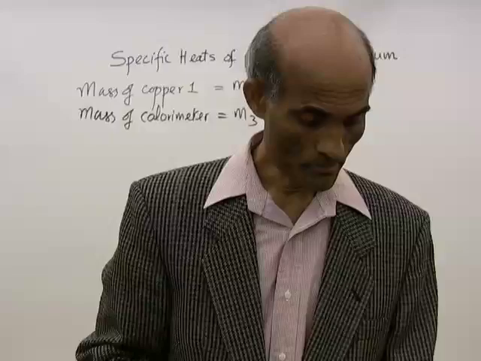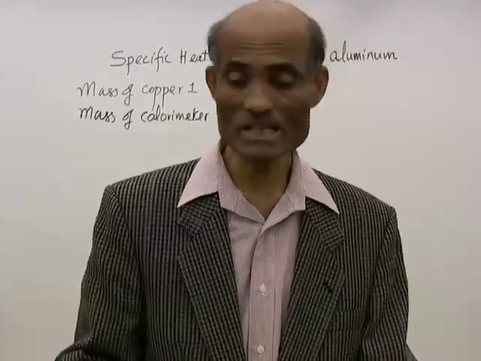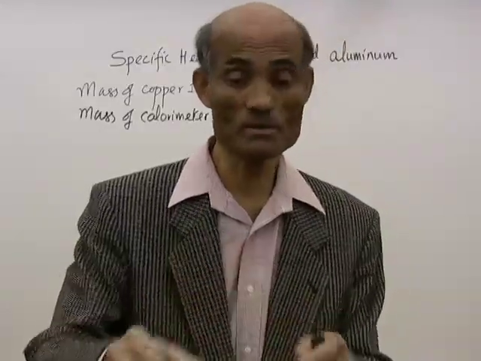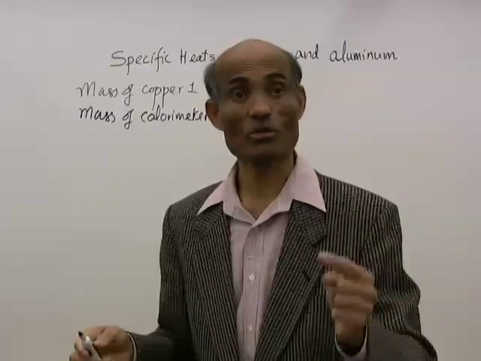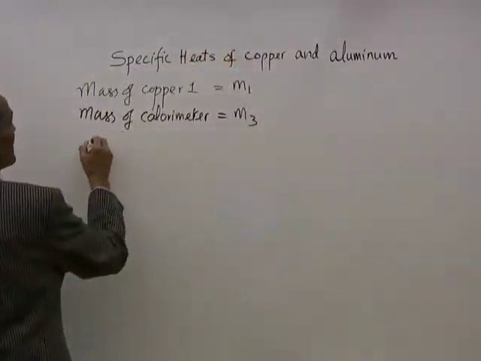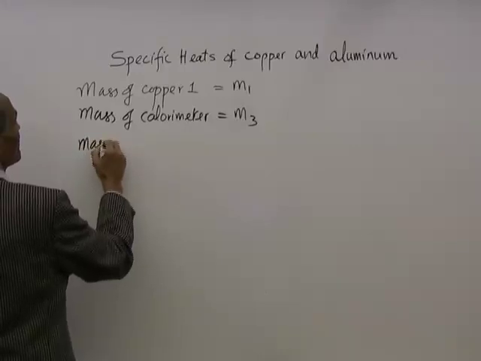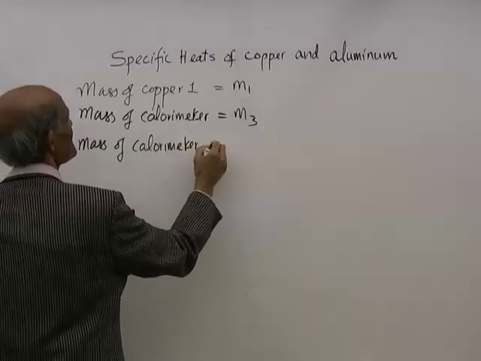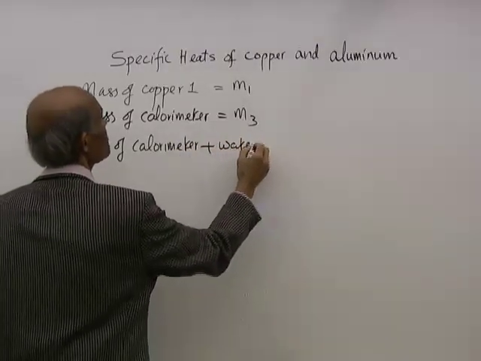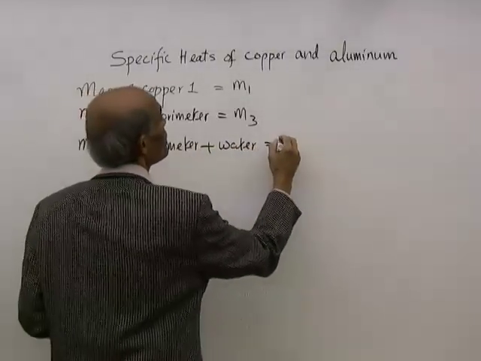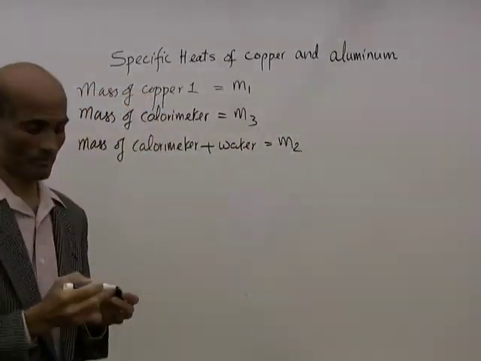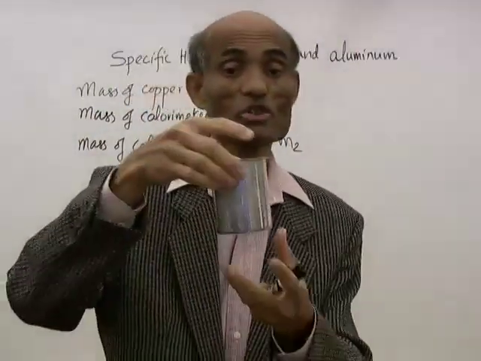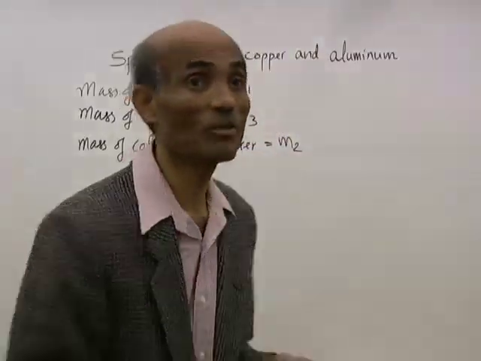And then measure 80 milliliter of water into the calorimeter and measure the combined mass of calorimeter and water. So this time you have mass of calorimeter plus 80 milliliter of water, and we call that M2. And what is the next thing to do? Measure the temperature. What is the initial temperature of the calorimeter and water?